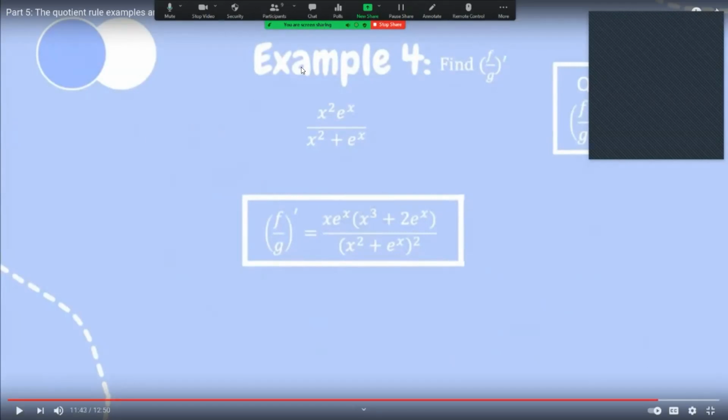So I will pause here for a moment and show you a way to set this up on your paper that is somewhat easy to follow. It's still complicated, of course, and there's no getting around that. But we want to differentiate x squared e to the x divided by x squared plus e to the x.